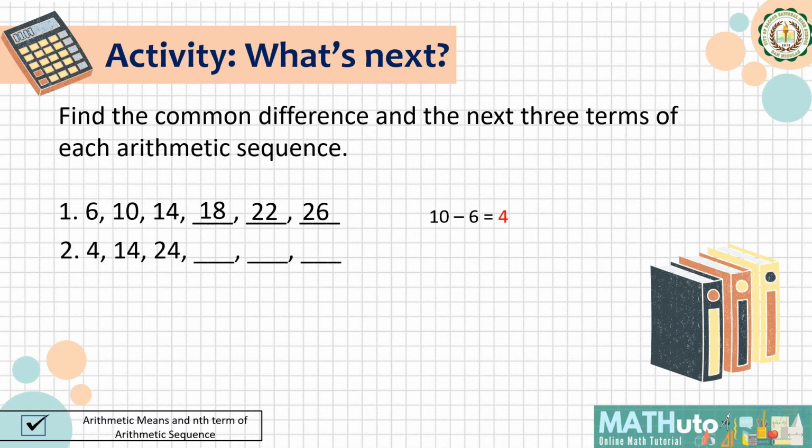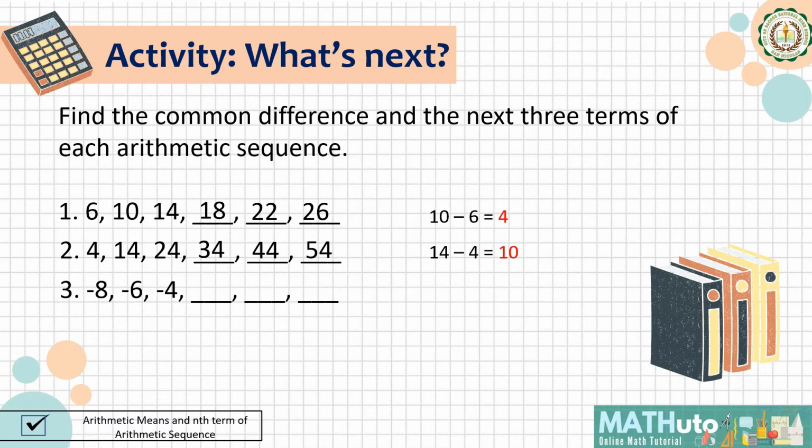Number 2: 4, 14, 24. Again, for us to get the common difference, we can subtract the first term from the second term. 14 minus 4 is equal to 10. Using the common difference, let us add it to the last term of the sequence. 24 plus 10 will give us 34. 34 plus 10 is 44. And 44 plus 10 is 54.